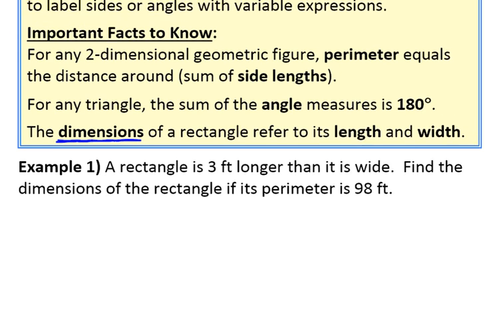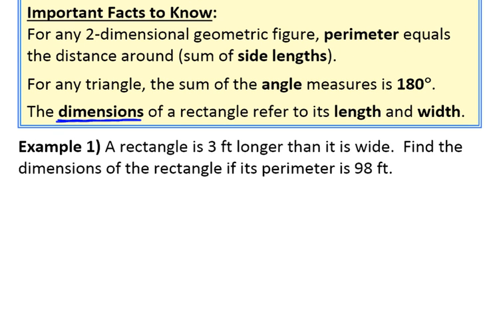All right, so let's start off with example 1. A rectangle is 3 feet longer than it's wide. Find the dimensions of the rectangle if its perimeter is 98 feet. So let's first draw a picture of that rectangle. So here we have a rectangle.